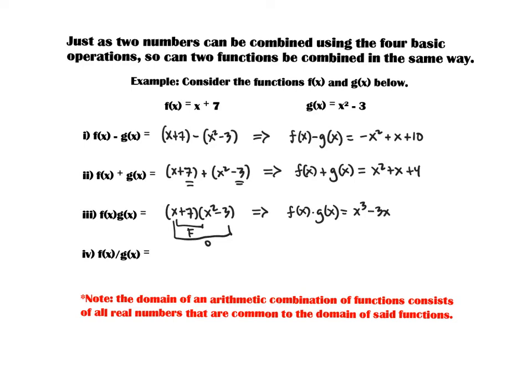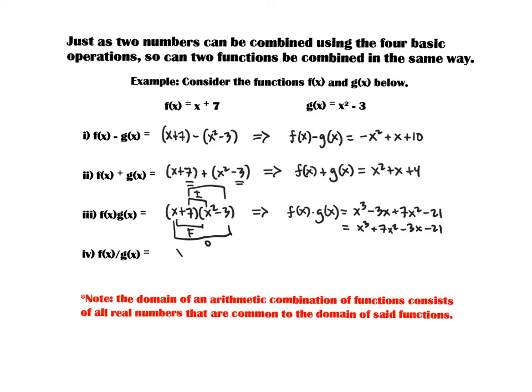Then inside, that's the I in FOIL, which would be 7x squared. And then last, oops, that was not last. Last would be from 7 times negative 3, which is a negative 21. Now if I were to put this in standard form, it would be x cubed plus 7x squared minus 3x minus 21. Excellent.